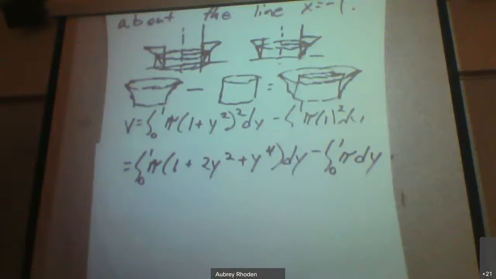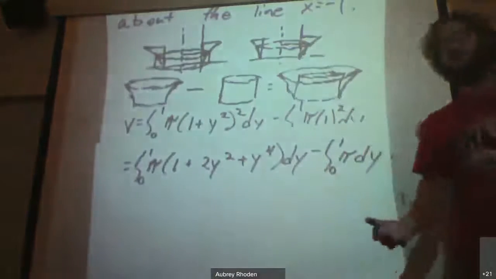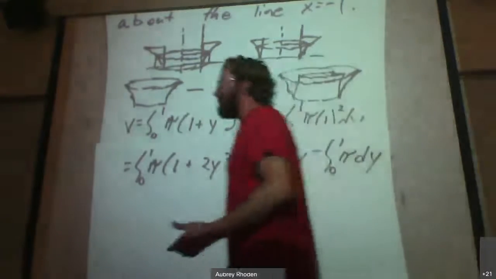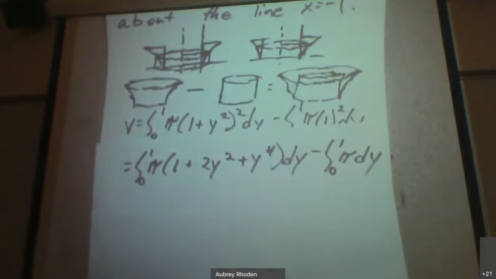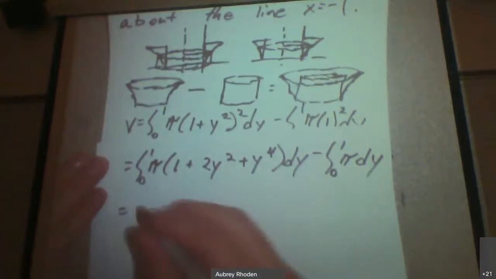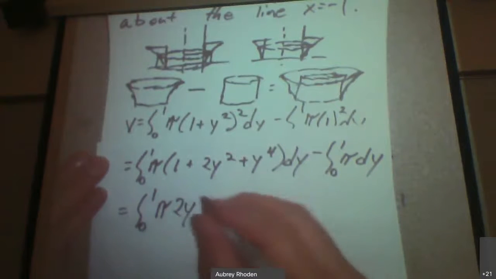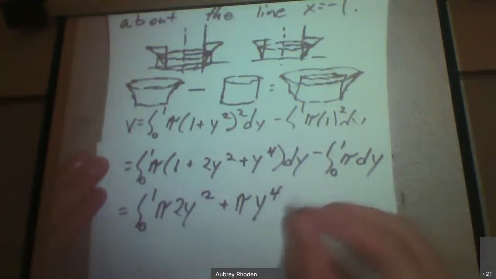Now, instead of writing all this all over again, let's just say, all right, this pi times 1 and this pi times 1, they're going to cancel each other out. Okay, so we can just go ahead and get rid of those. And so this ends up just becoming the integral from 0 to 1 of pi times 2y squared plus pi times y to the 4th dy.